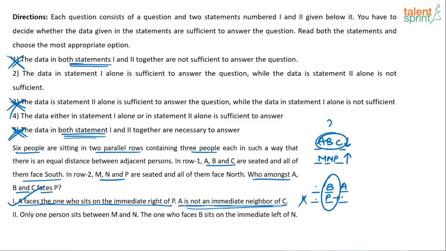So 1 and 5 are ruled out because of that, and 3 is ruled out because 3 says 2 alone is sufficient. I know that 1 alone is sufficient. So how can you say only 2 alone is sufficient? Now go for statement 2.